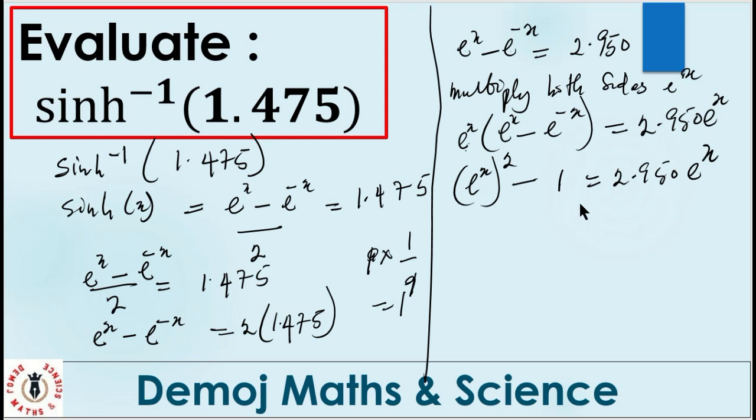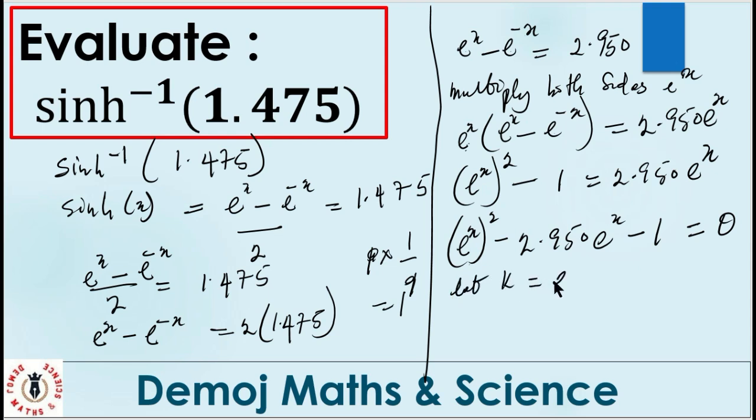Now, I want to collect like terms. I want to bring 2.950 to the other side, so it's going to become negative. This becomes e raised to power x all squared minus 2.950 e raised to power x minus 1 equals 0. Now, I have e raised to power x repeating itself twice, and I have a power of 2. I can form that conveniently into a quadratic equation by saying let k equal e raised to power x, so that this becomes k raised to power 2 minus 2.950 k minus 1 is equal to 0. I believe this is beginning to look like the conventional quadratic equation.